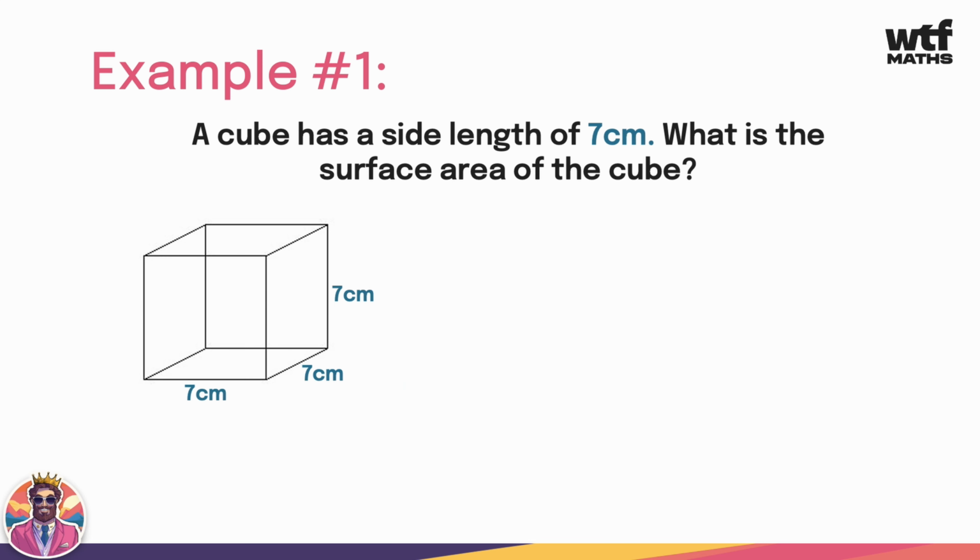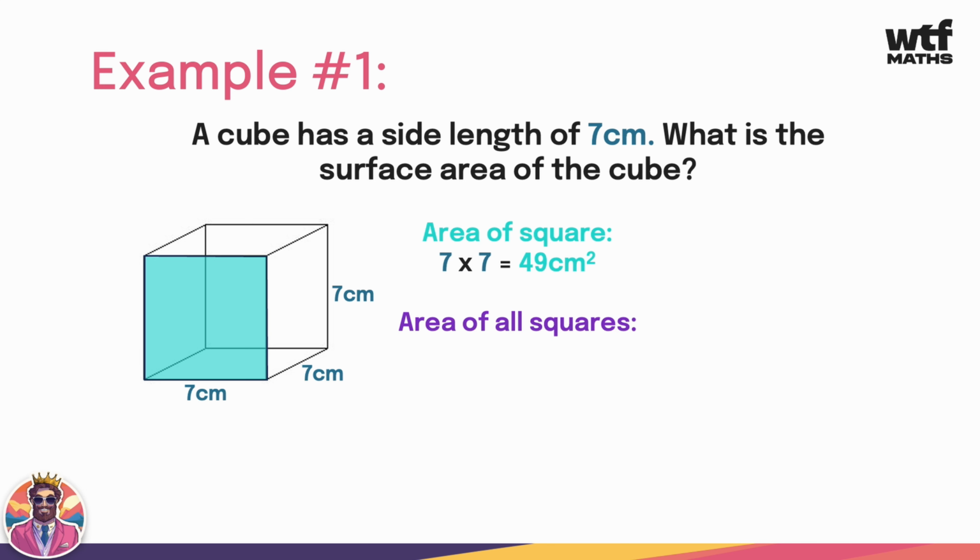For example, a cube has a side length of 7 centimeters. What would the surface area of the cube be? So basically, we're trying to find the area of every single side of the cube. Now, a cube is made up of squares. So if I find the area of this first square by going 7 times 7, I'll get 49 centimeters squared.